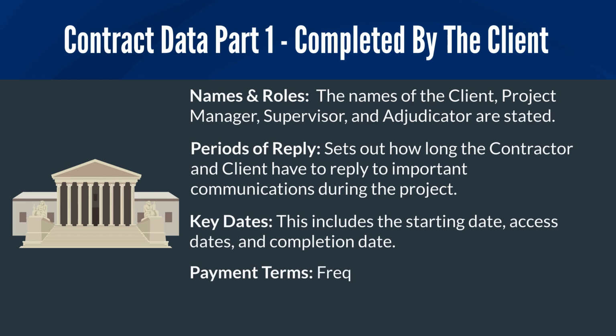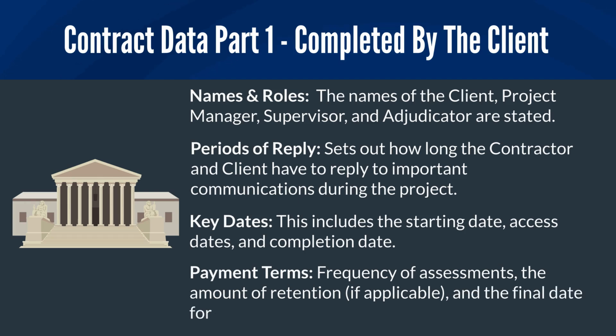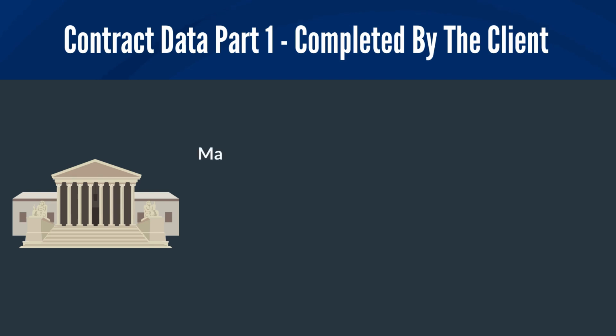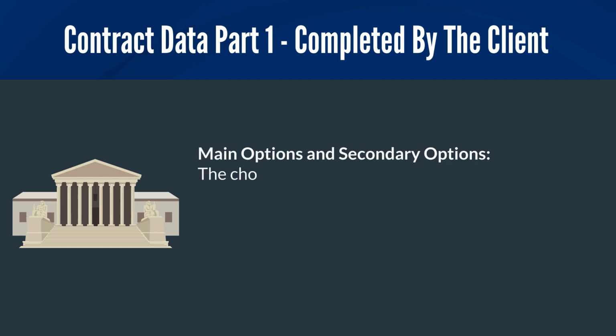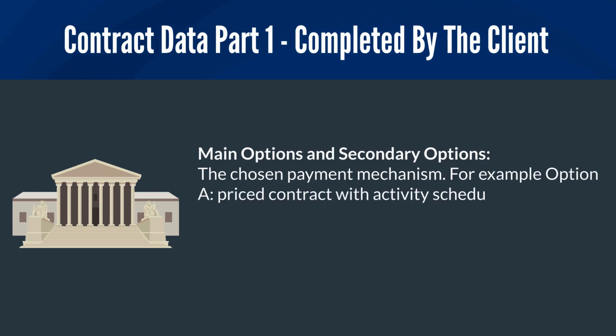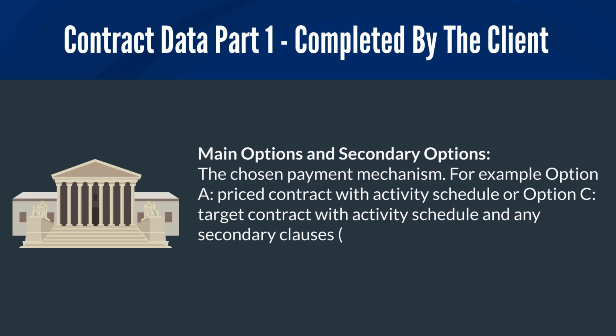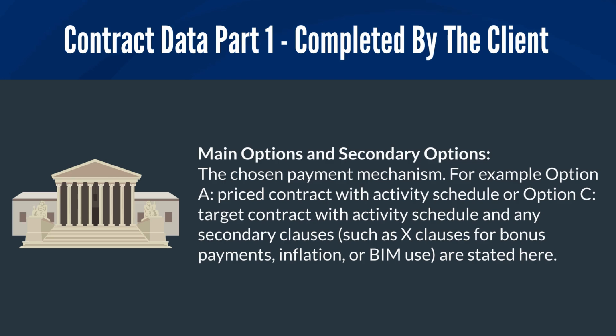Payment terms. Frequency of assessments, the amount of retention if applicable, and the final date for payment are specified. Main options and secondary options. The chosen payment mechanism, for example option A, price contract with activity schedule, or option C, target contract with activity schedule, and any secondary clauses, such as X clauses for bonus payments, inflation, or BIM use as stated here. Crucially, this section defines the framework within which the contractor will work. Ambiguity here can lead to disputes later, so accuracy is key.